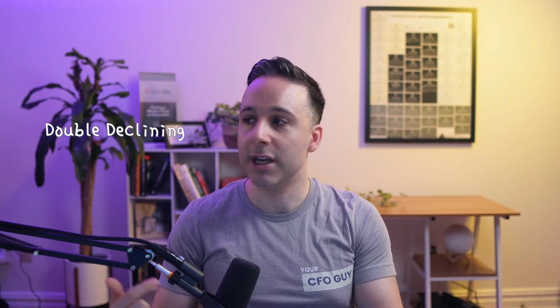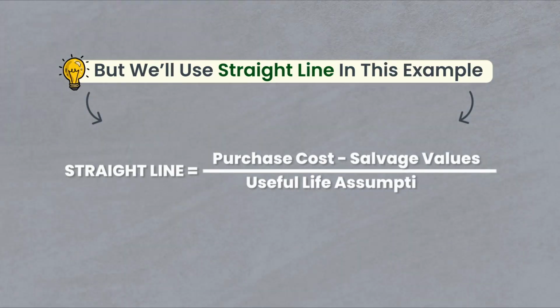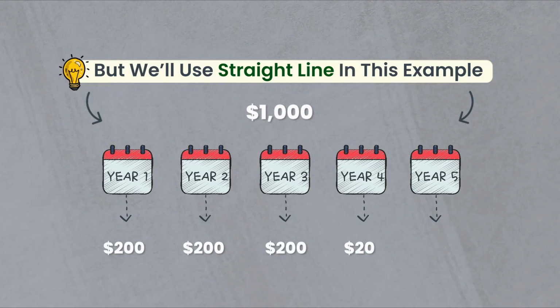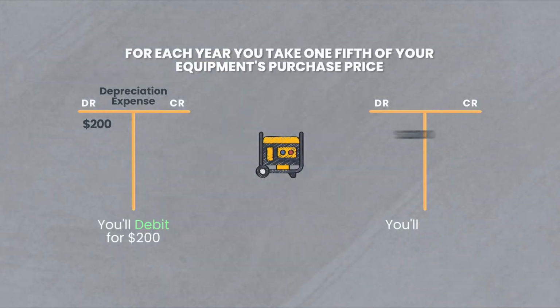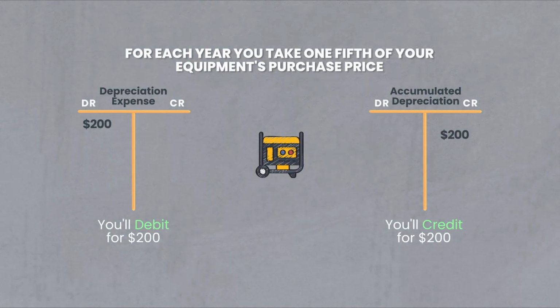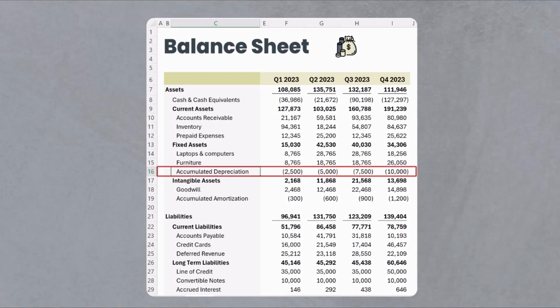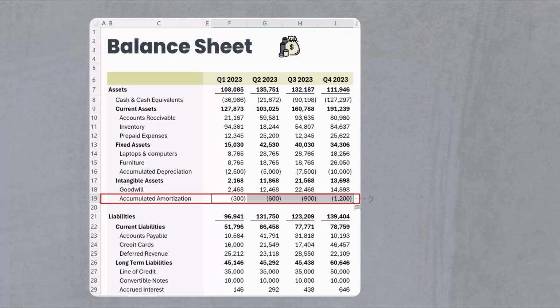Now, you can depreciate using a number of methods, straight line or double declining or others, but we'll use straight line in this example. So let's say your equipment has a useful life of 5 years. Each year, you'll take 1/5 of your equipment's purchase price, debit depreciation expense, and credit accumulated depreciation. That accumulated depreciation is what's called a contra account. It sits as an offset to the section it's in, in this case, a contra asset. So you'll just show the net balance of your fixed assets with this contra asset canceling out the purchase price.